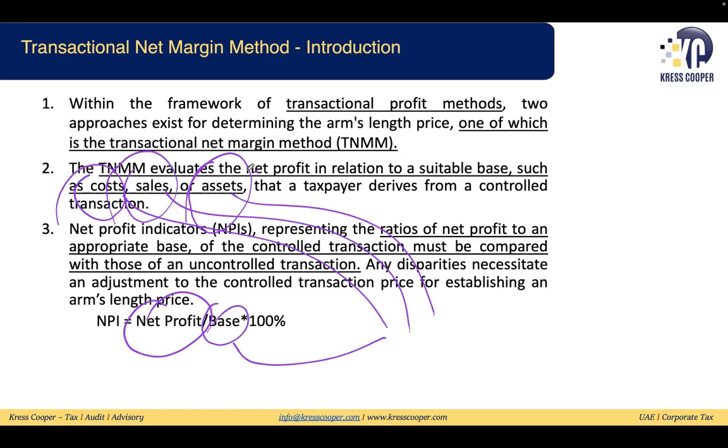As I mentioned earlier, I'm just repeating: the NPI of the controlled transaction should be the same as the NPI of the uncontrolled transaction. If this is the case, then we can say the transaction has been executed at the arm length price.